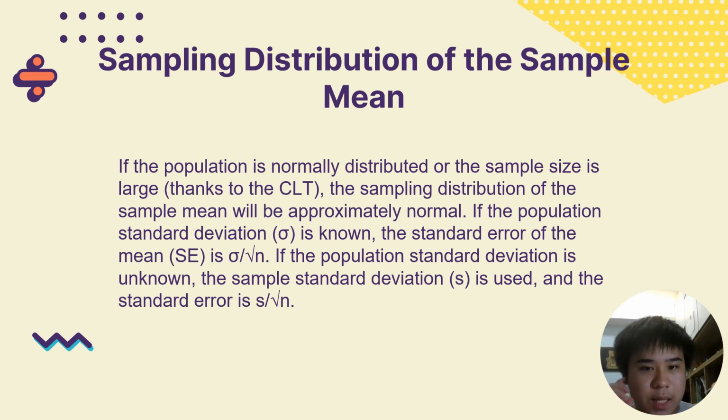Now, sampling distribution of the sample mean. If the population is normally distributed or the sample size is large, thanks to our central limit theorem, greater than 30, the sampling distribution of the sample mean will be approximately normal. If the population standard deviation is known, the standard error of the mean is standard deviation over the square root of n. If the population standard deviation is unknown, the sample standard deviation s is used, and the standard error is s over the square root of n.